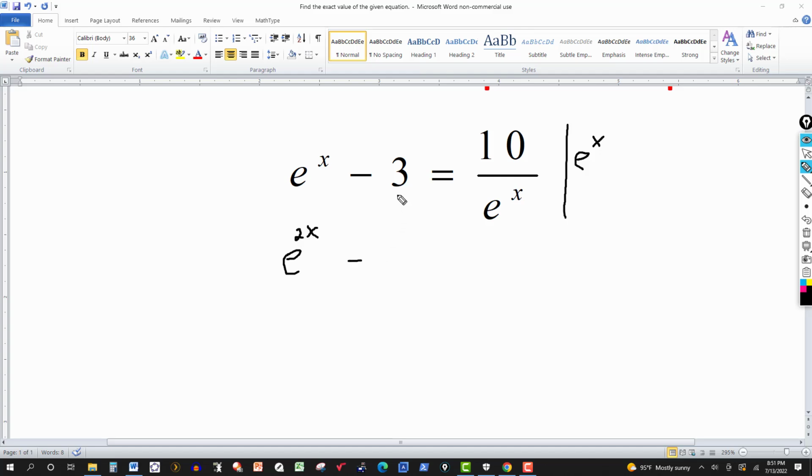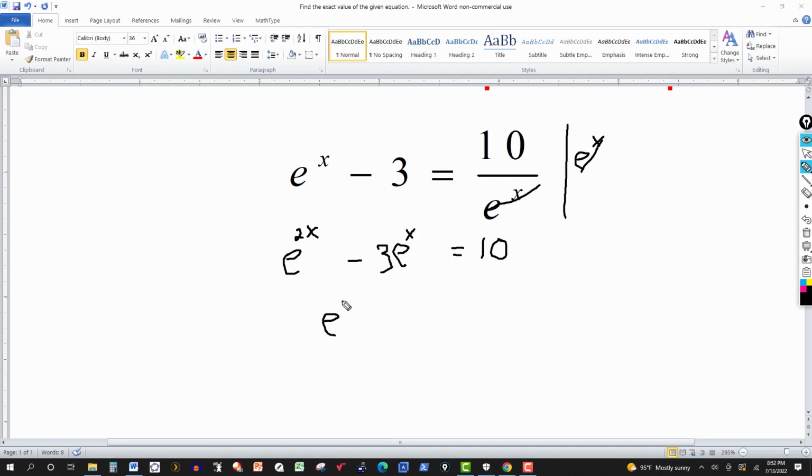Multiplying the next one, minus 3 by e to the x, you get minus 3 e to the x. And then multiplying the right side, e to the x here will cancel. This will give us a 10 here. And you try to see what comes out of this and see if you can rewrite the equation.